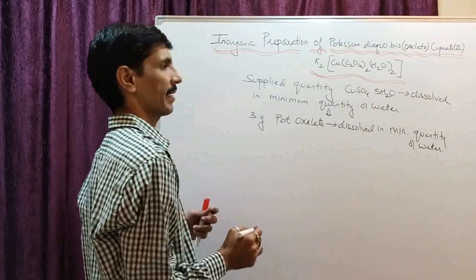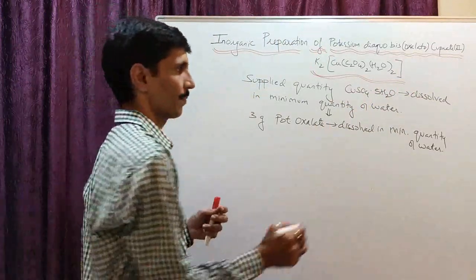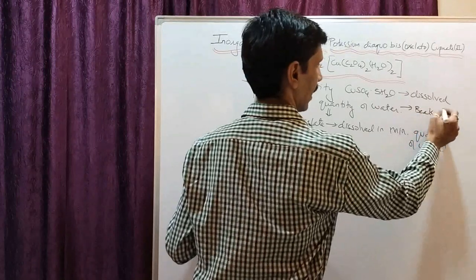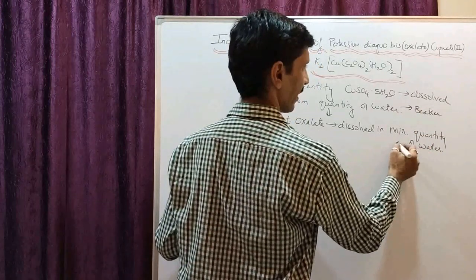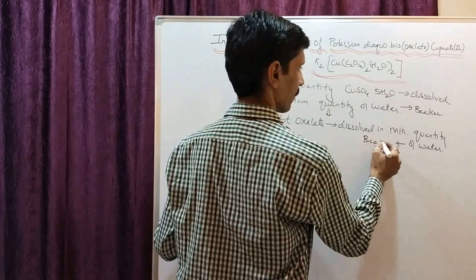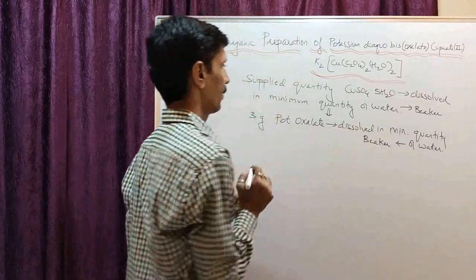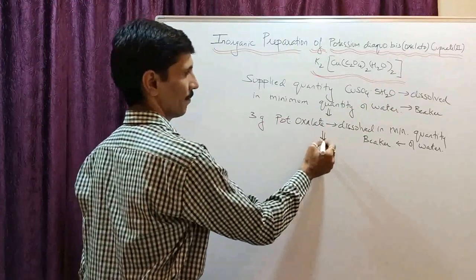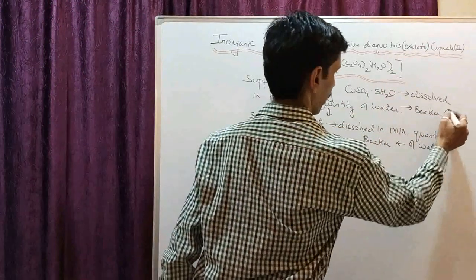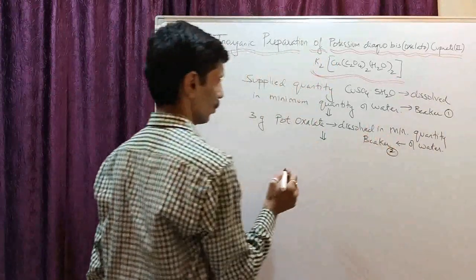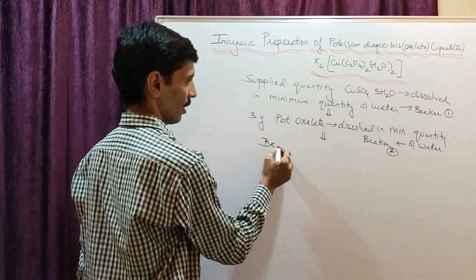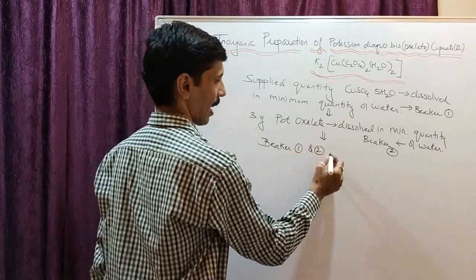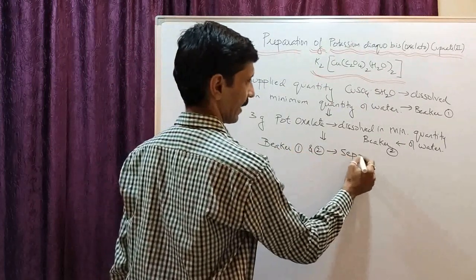Okay, so both of them are taken in what? A beaker. Okay, this is being taken in a beaker, and this also is being taken in a beaker. Right? Now the next thing is, I call this beaker 1 and I call this beaker 2.